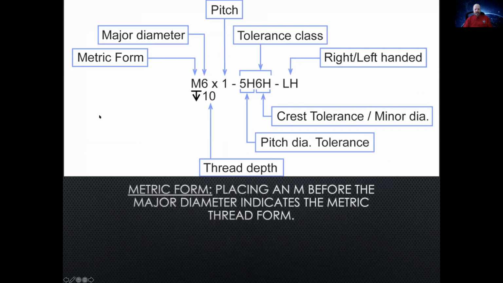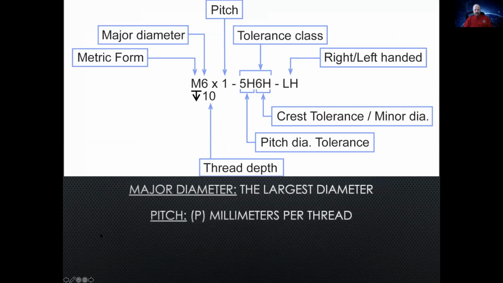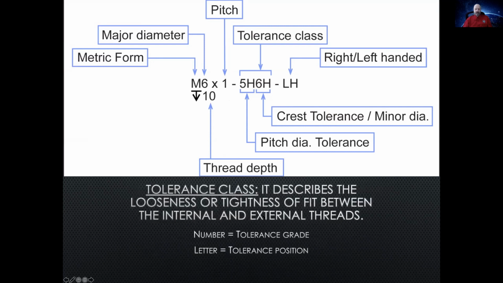So put the M before it, that tells you it's metric. Then you got the major diameter. Okay, that's the largest diameter. So if it's a hole, an internal thread, it's the biggest diameter, right? If it's an external thread, it's the biggest diameter. Okay, pitch, millimeters per thread. Tolerance class. So we got a number, 5. Okay, that's the tolerance grade. And the letter is the tolerance position.